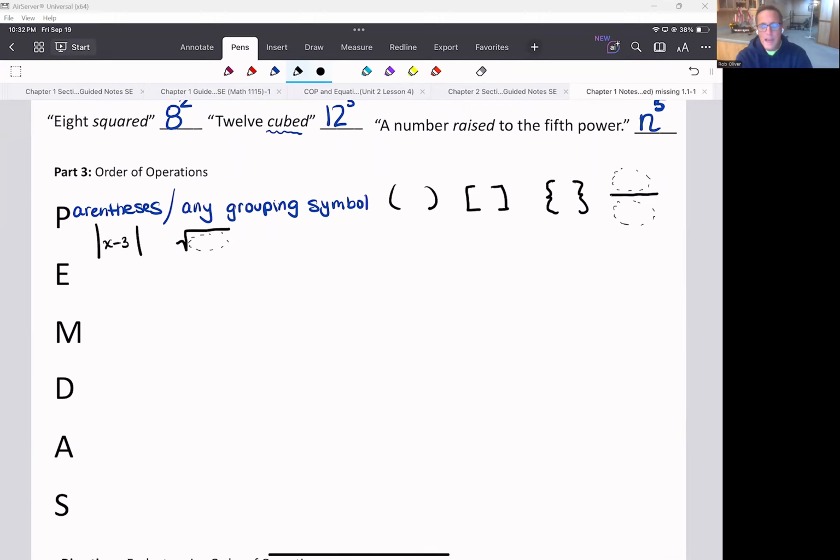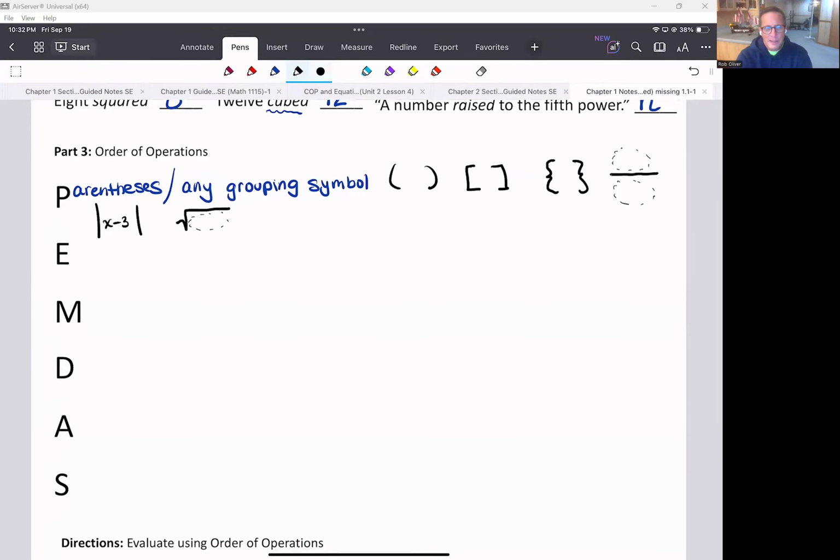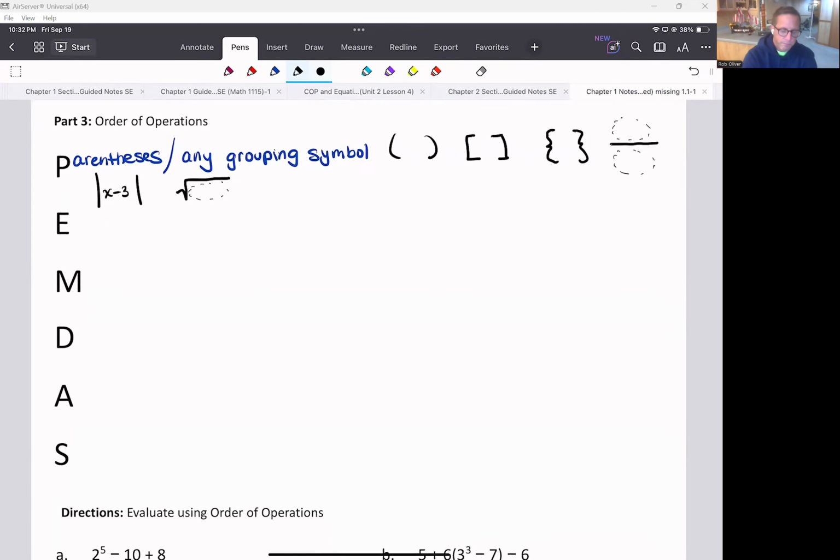And if that happens, do the innermost grouping symbol first, and then work your way out from the inner to the outer part. But like I said, you're not going to have that yet. Parentheses aren't really an operation. They're just a way of organizing the problem, telling you to do that first.